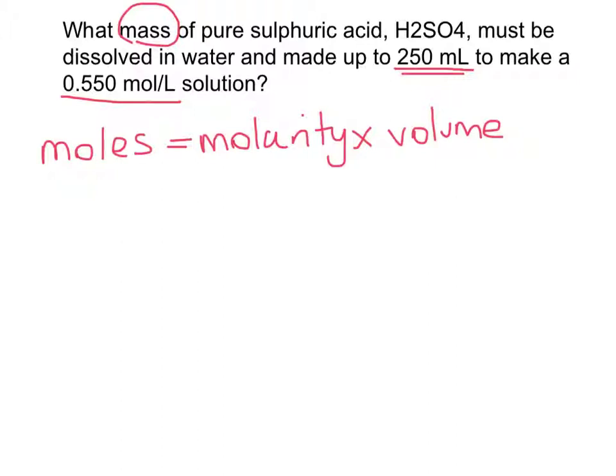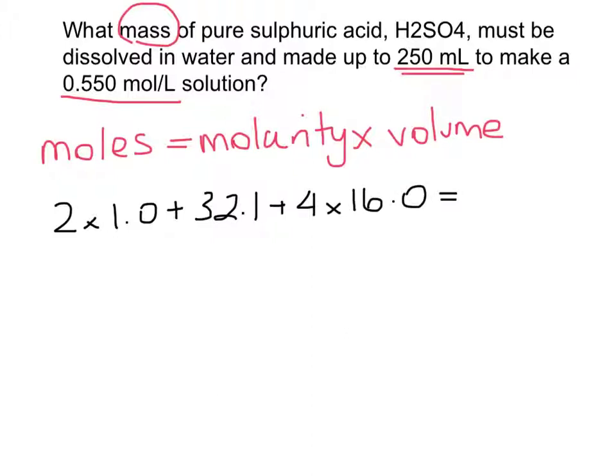So we're going to have 2 hydrogens at 1, and we've got our sulfur at 32.1, and we have 4 oxygens at 16, and that's going to give us a total molecular mass of 98.1 grams per mole. Let's use our equation now to determine the number of moles that was actually used.